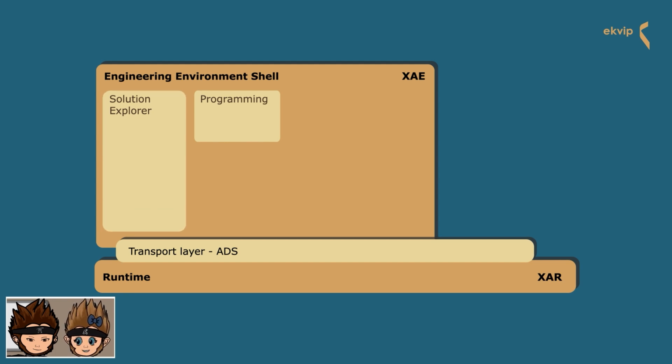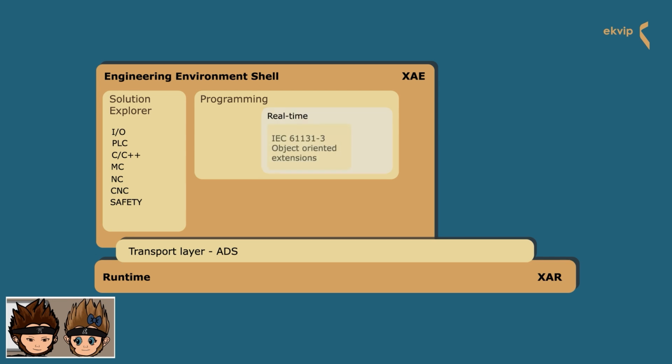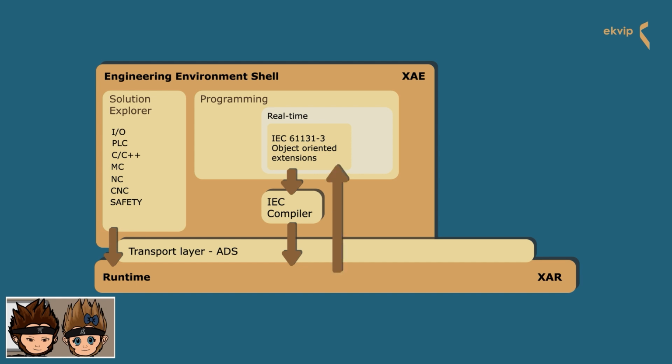You always have the basic Solution Explorer with all kind of modules. And the programming module with the real-time compiler, which is an IEC compiler, the IEC 61131-3. The compiled code will be downloaded to the runtime. This is not only working in one direction. You can get the online data from the runtime as well.